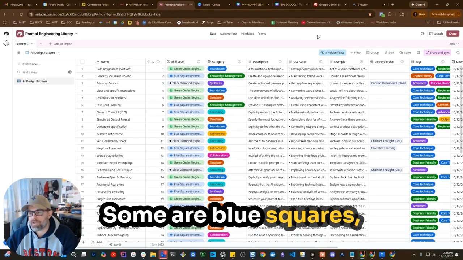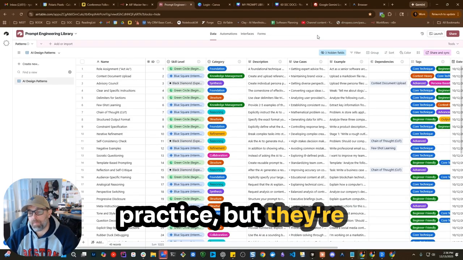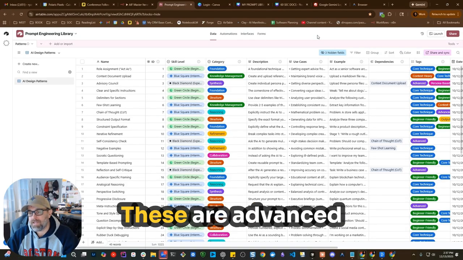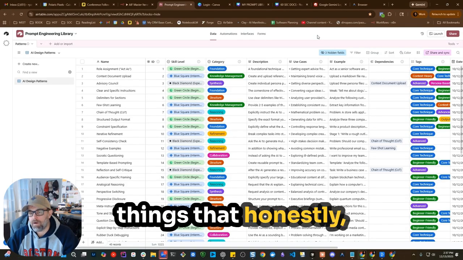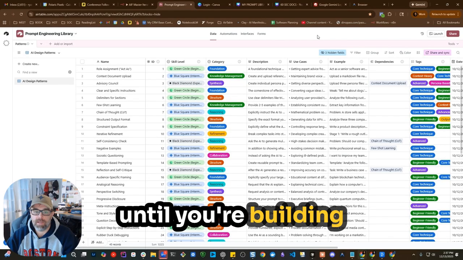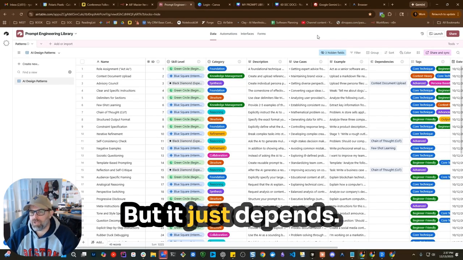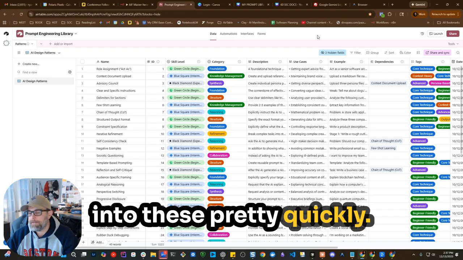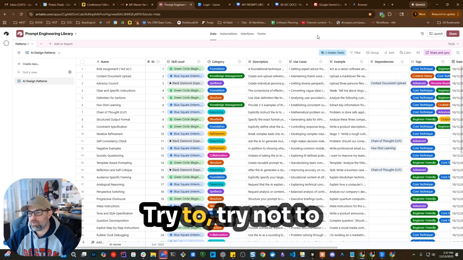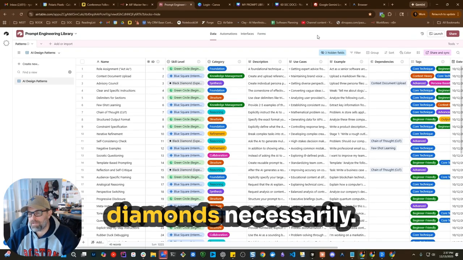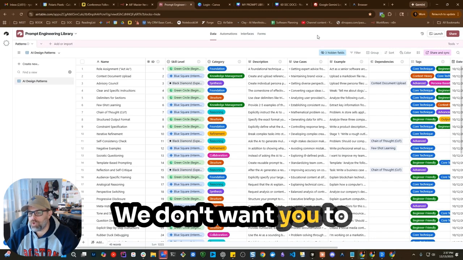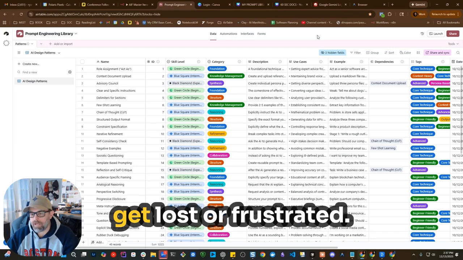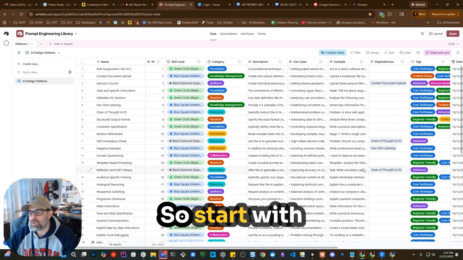Some are blue squares. They take a little more practice, but they're powerful once you get the hang of it. And some are black diamonds. These are advanced things that, honestly, you may not need until you're building complex systems, but it just depends. I think everybody can get into these pretty quickly, but try not to start with the black diamonds necessarily. We don't want you to go in too deep, too fast, and feel like you get lost or frustrated. So start with the green ones.